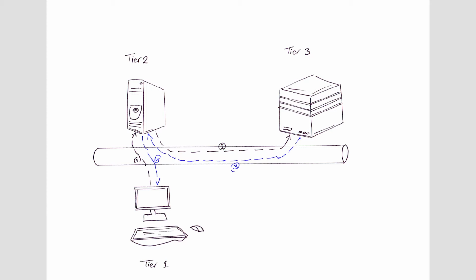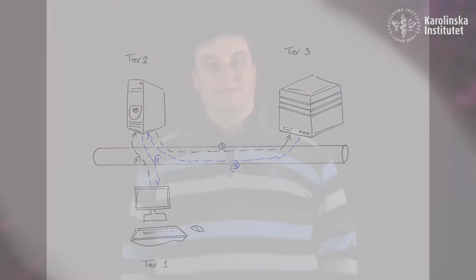Communication between layers occurs involving two of them. In other words, the presentation layer communicates with the business logic only, while the business logic communicates with the database only. The presentation layer does not communicate with the database directly.